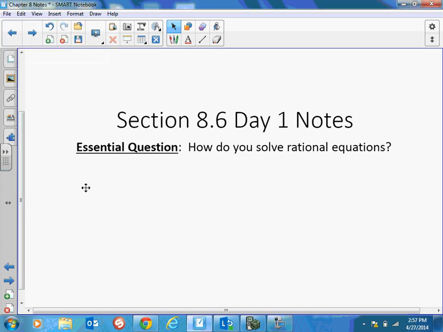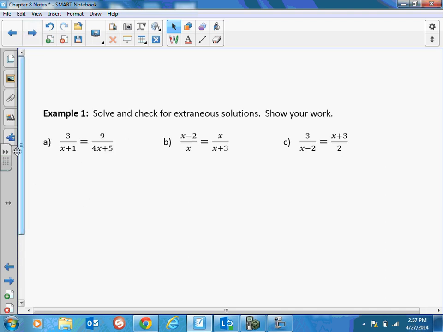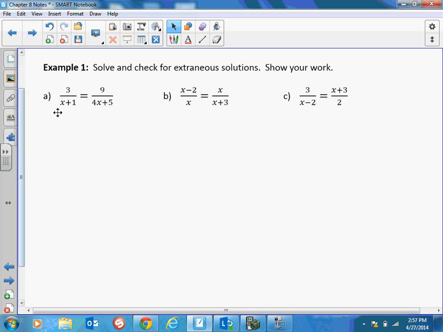All right. Section 8.6, day one notes. Central question: how do you solve rational equations? First ones are pretty simple. If it's just a fraction equal to a fraction, just cross multiply and solve.